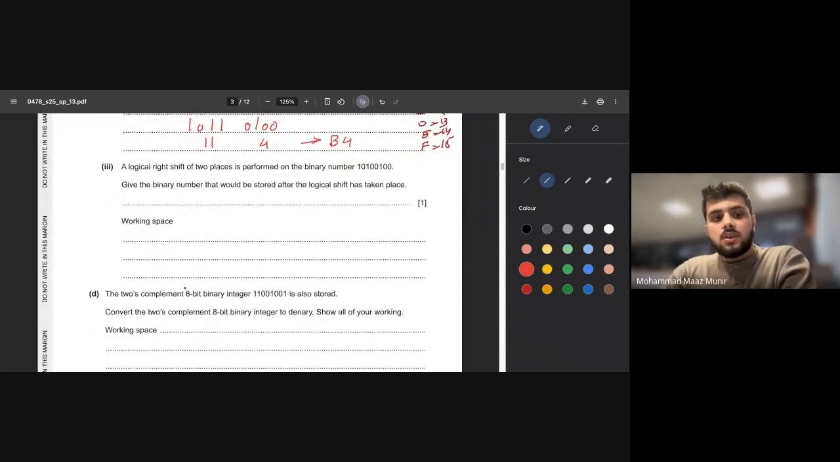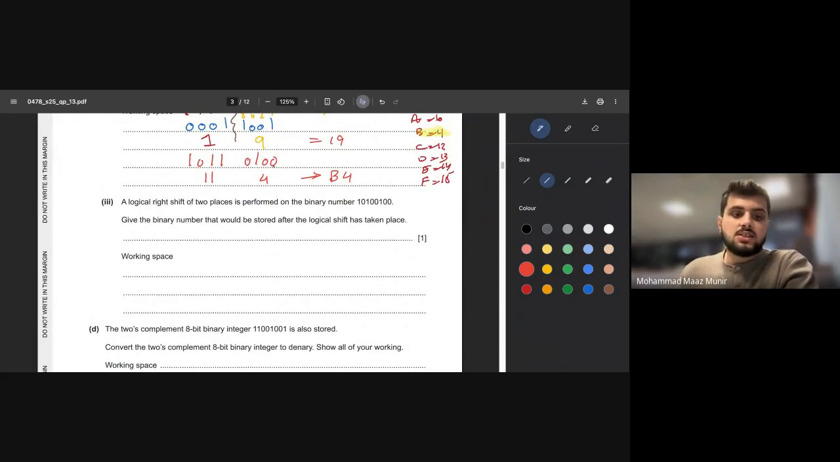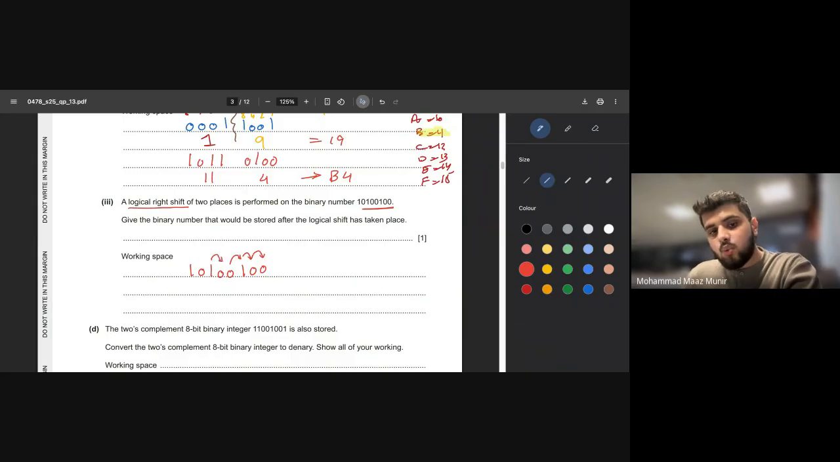समझ गए? Now, the third part of the same question states that a logical right shift of 2 places is performed on the binary number this. Give the binary number that will be stored. Okay. A logical shift right or left basically means कि आपके जितने ones and zeros हैं उनको या एक एक right पे ले जाओ या एक एक left पे ले जाओ. So like if I have this value 1 0 1 0 0 1 0 0. If I say logical right shift, this basically means कि जितने ones हैं इनको हर एक को right पे ले जाओ once, क्योंकि इसने बोला है twice का, तो which means कि एक दफा ले जाओ एंड फिर उसके बाद एक दफा फिर ले जाओ.